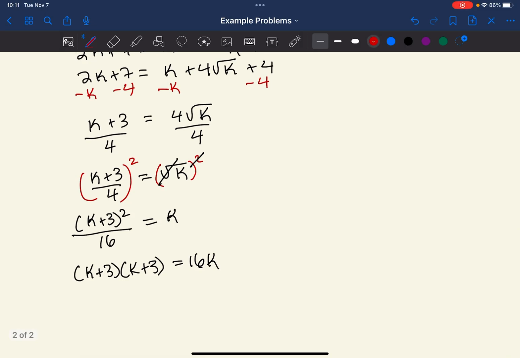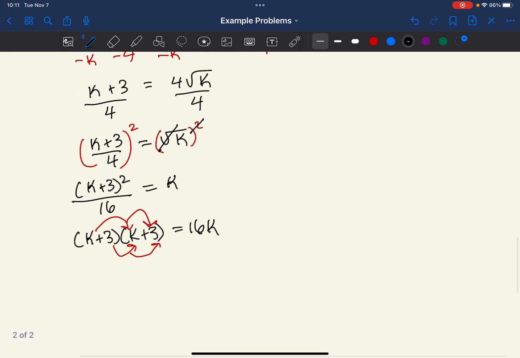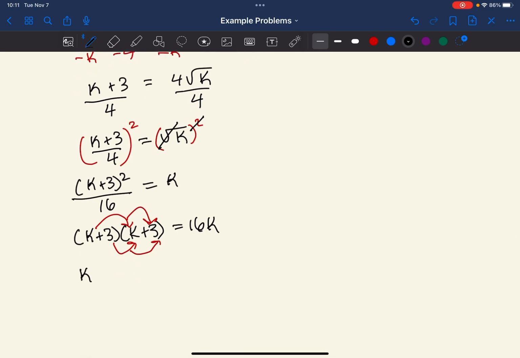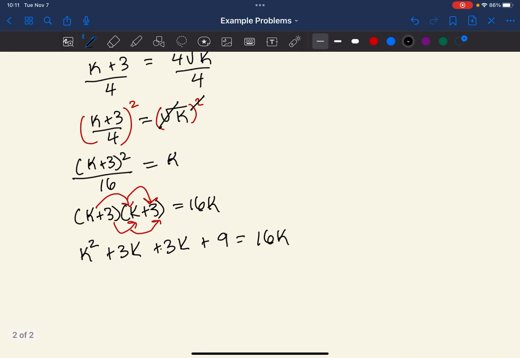Again, if I see those two parentheses next to each other, that tells me I'm going to have to FOIL. So I have k times k, which is k squared, k times 3, which is 3k, 3 times k, which is 3k, and 3 times 3, which is 9, is equal to 16k. Notice here that I have k squared in my problem now. This should tell you that we need to get everything moved over to the left side so we can have our equation equal to 0.